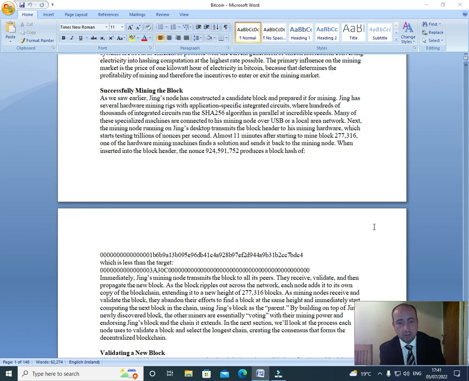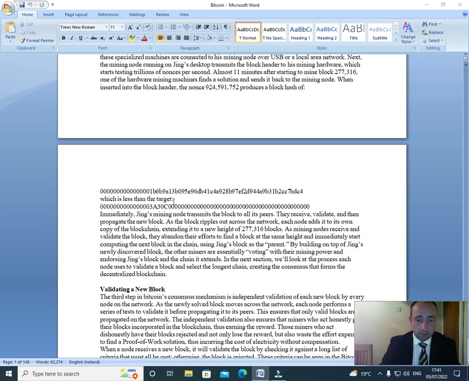When inserted into the block, the nonce 924591 produces the block hash of... I'm not going to read all this, it would take too long. Immediately, Jing's mining node transmits the block to all its peers. They receive, validate, and then propagate the new block. As the block ripples out across the network, each node adds it to its own copy of the blockchain, extending it to a new height of 277316 blocks.